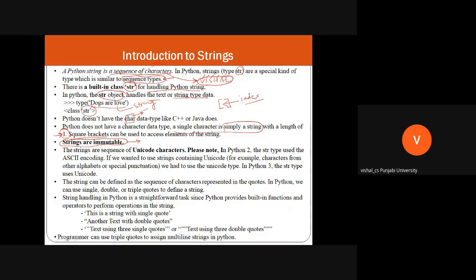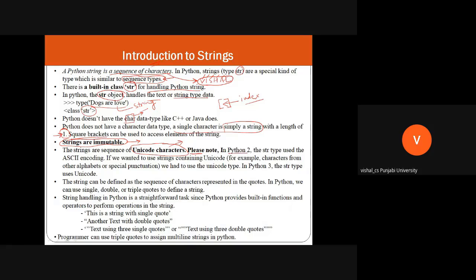Strings are sequences of Unicode characters. We have earlier discussed Unicode characters as well. Unicode characters means if you want to use characters from other languages, like Punjabi, Hindi, Telugu, Odia, or other foreign languages, you can directly store them in it. They are Unicode characters.